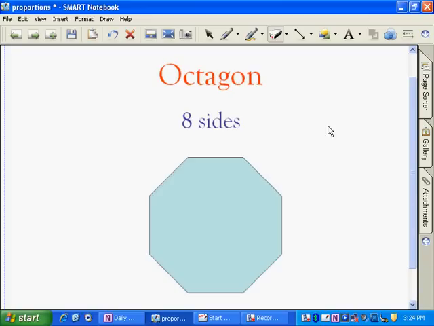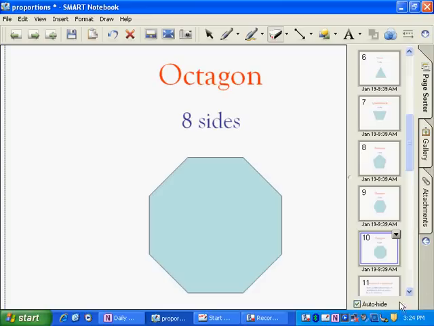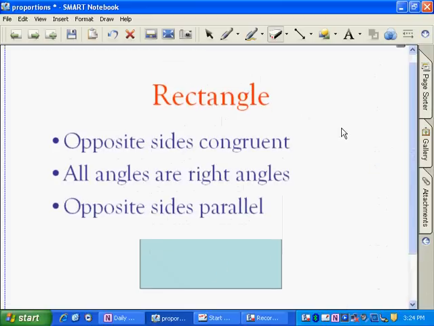Now I'm going to focus on quadrilaterals. So I'm going to go over what the different types of quadrilaterals are and what it means to be each of those different types of quadrilaterals. All right, the first kind that I'm going to talk about is a square.